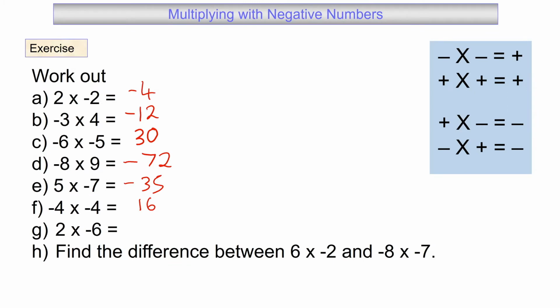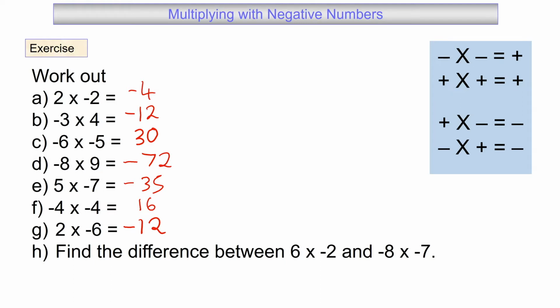2 times minus 6. So let's look at the numbers first. 2 times 6 is 12. We have a positive multiplied by a negative. Those signs are different, so my answer is a negative 12.